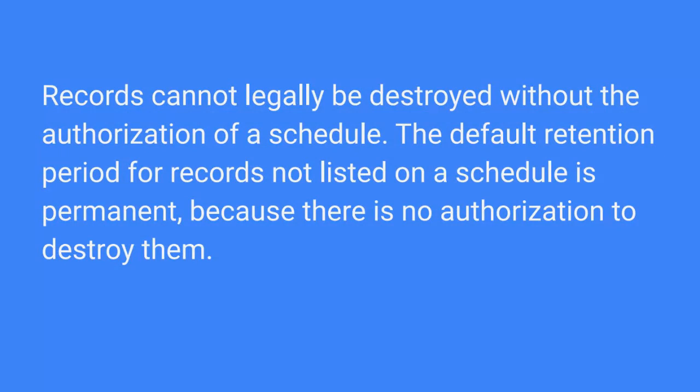Records cannot legally be destroyed without the authorization of a schedule. The default retention period for records not listed on a schedule is permanent because there's no authorization to destroy them. If you do come across records in your office that do not have a correlating record series, they cannot be destroyed. The record series, again, is what provides the retention information and their authorization. This is an example of when you're going to come to us for assistance, and if we need to, we'll create a record series for it.